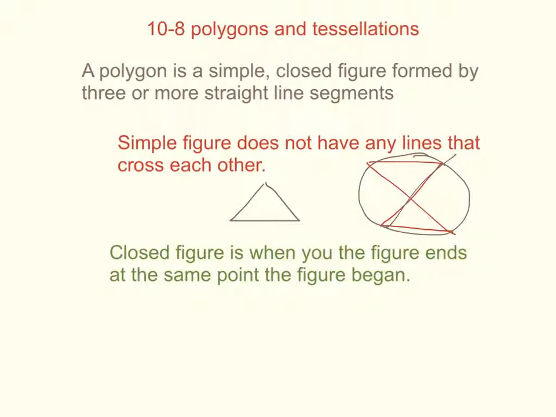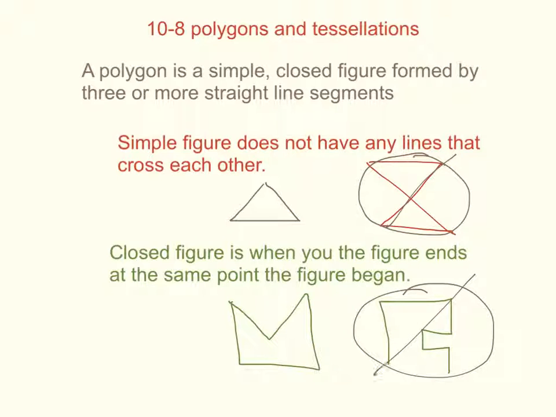Now, a closed figure is when the figure ends at the same point where the figure begins. So if we have an example of something like this, where you draw it and it ends at the same point it started, that is considered a closed figure. But if we drew something like this, that is not a closed figure because it did not end where it began.